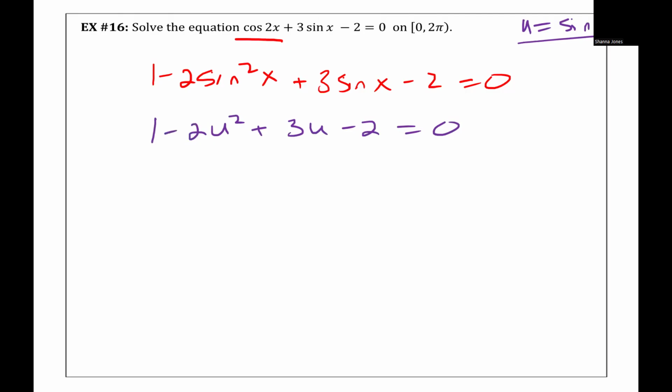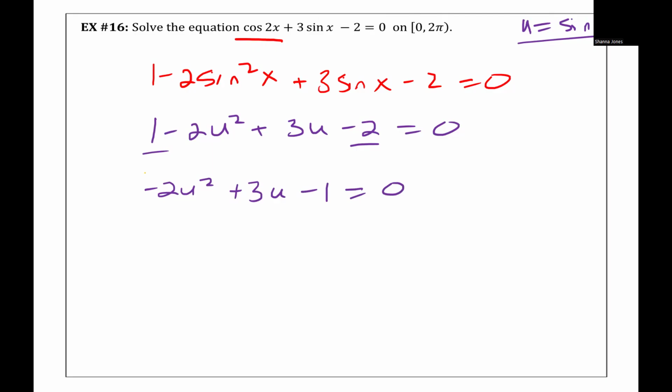So when I look here, I have 1 minus 2u squared plus 3u minus 2. I'm going to combine like terms, so 1 and negative 2, and that gives me negative 2u squared plus 3u minus 1 equals 0. So this is just now a simple quadratic that you have to factor in order to find the answer. Do you remember how to solve a quadratic? You can solve it using the quadratic formula, or you can solve it by factoring, whichever is your strong suit.